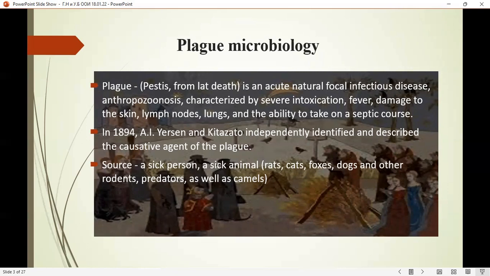Its etiology. The causative agent of the plague is the plague bacillus, Yersinia pestis, discovered in June 1894 in Hong Kong by the Frenchman Alexandre Yersin and the Japanese Kitasato Shibasaburo. Its source is a sick person or a sick animal.